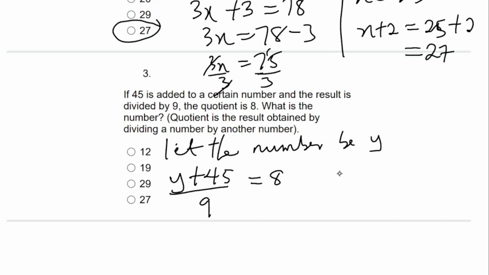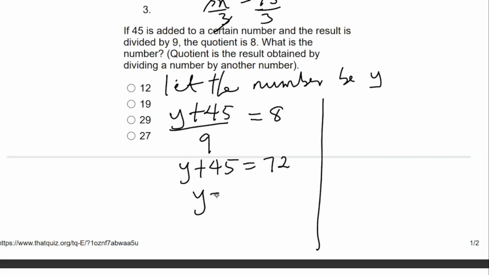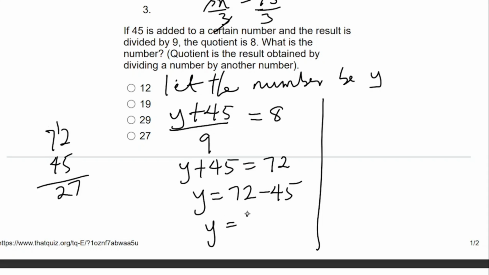That's what it means. So from here, we can have y plus 45 equals 9 times 8, which is 72. I hope I'm making sense. So y equals 72 minus 45. So this will give us 27. So y equals 27. So that is this option. I hope that is clear, right?